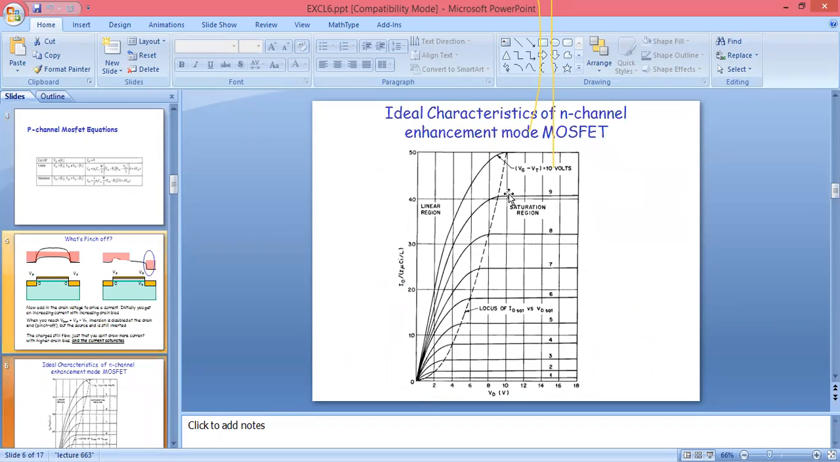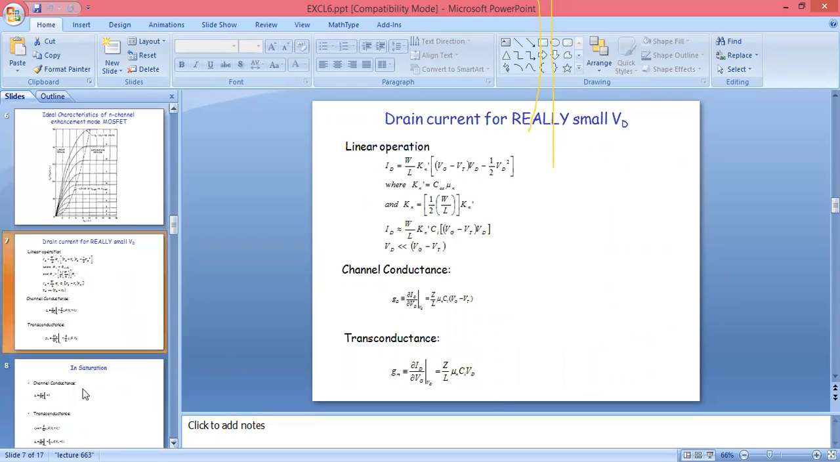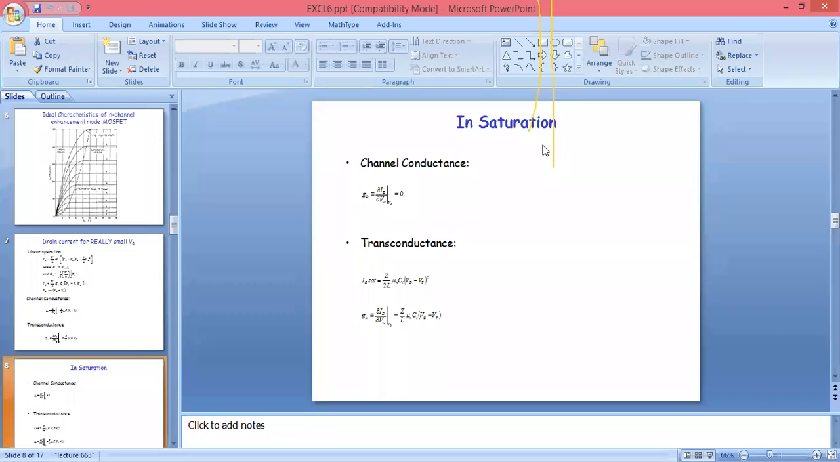This is the ideal characteristics. कट ऑफ रीजन, लिनियर, जहाँ पे linearly increment है और जहाँ पे current constant है, this is the saturation. These are the mathematical equations for the ID current with small value of VDS. And if you increase VDS, then we can call this the saturation region. Here, these are the values for transconductance and the channel conductance. If you see, transconductance is the reciprocal of a resistance. So it is the ratio of change in current with change in voltage.